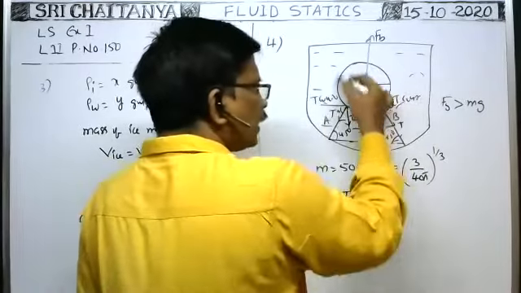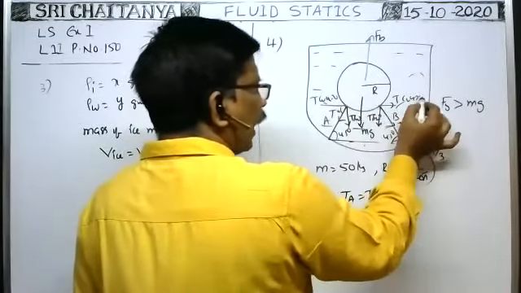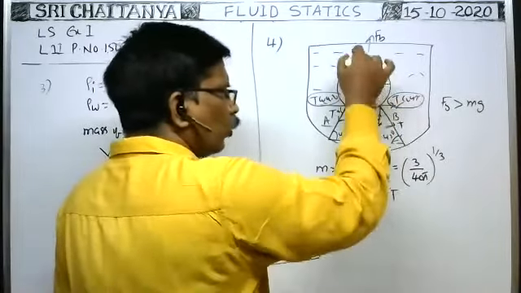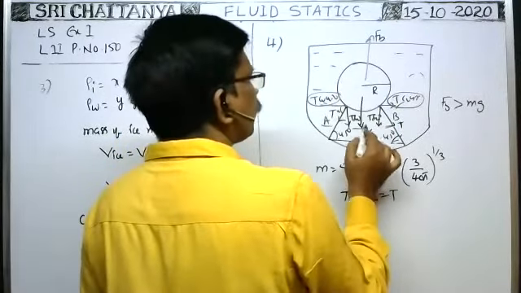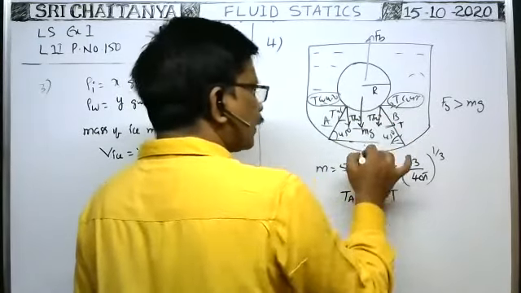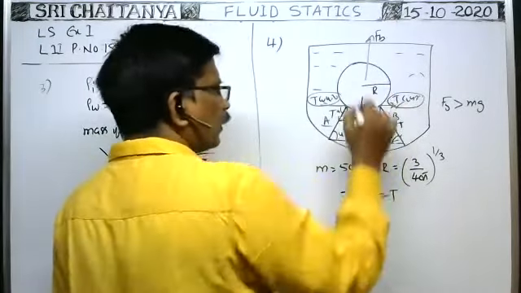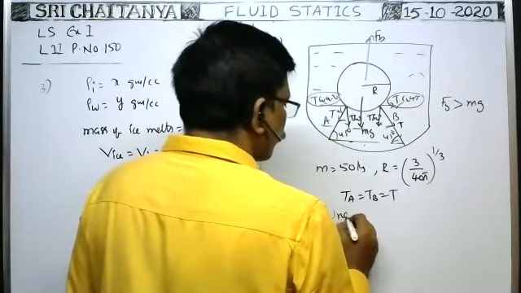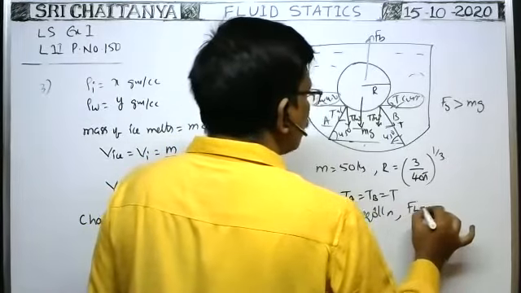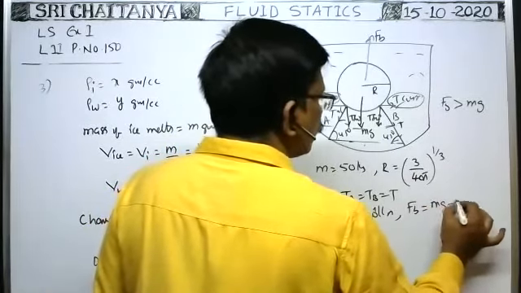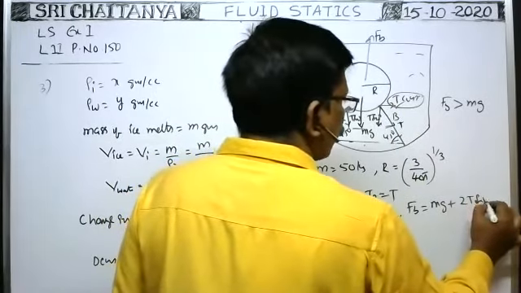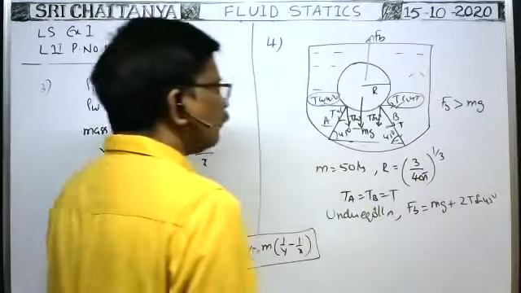On this sphere, at this point and at this point, the horizontal components of the tensions act exactly opposite to each other. They cancel. Only along the vertically downwards direction, T sin 45, T sin 45 acts. And the weight mg acts in the downwards direction. In the upward direction, FB acts. Under equilibrium, the buoyant force is balanced by the weight plus the total tension component acting vertically downwards, equal to 2T sin 45. So what is the buoyant force?